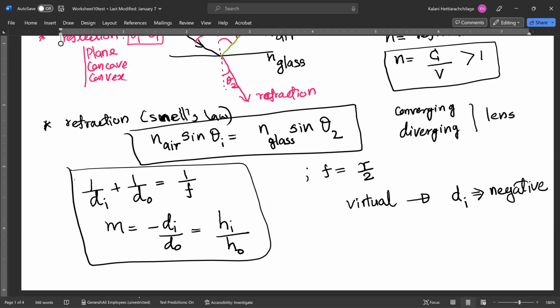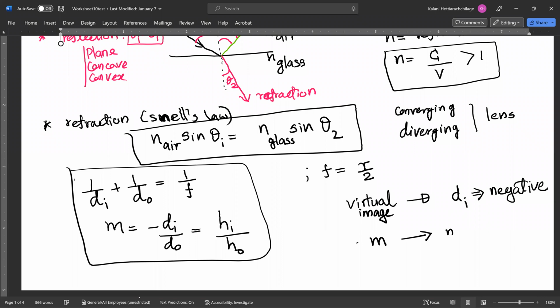Negative for virtual image, right? So real image, it will be positive. In addition to that, M gives you the information about the orientation of the image. If your image is inverted, then your M will be negative.